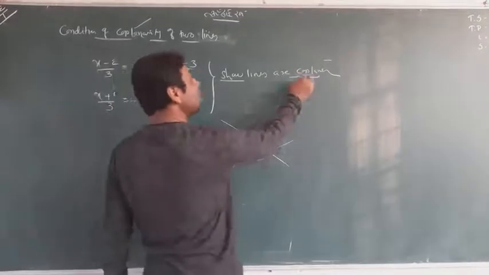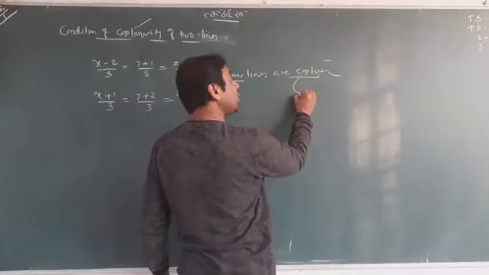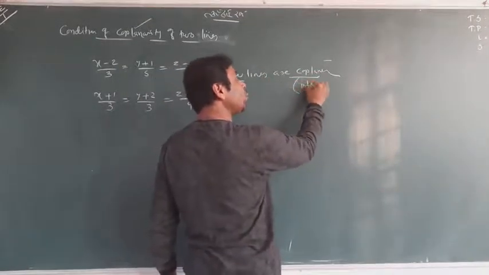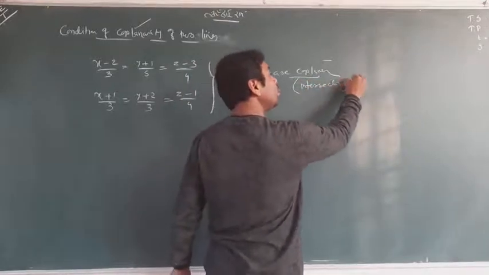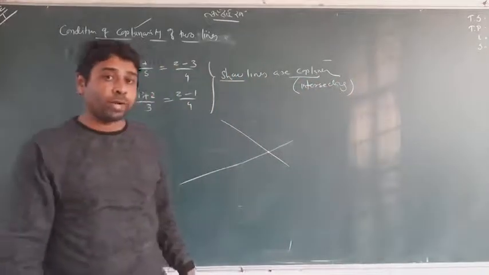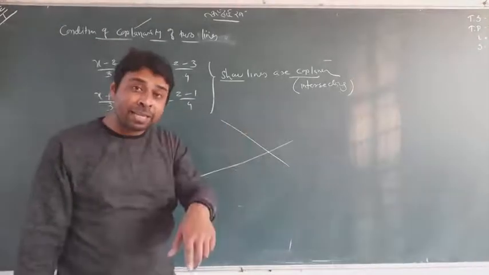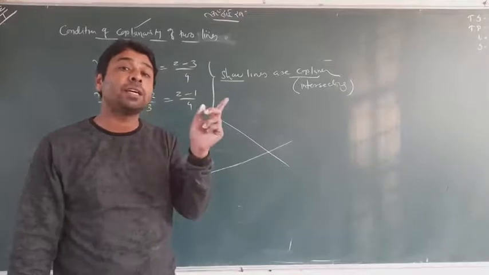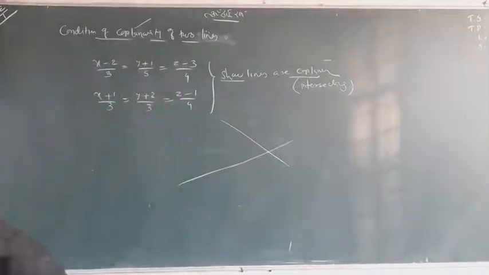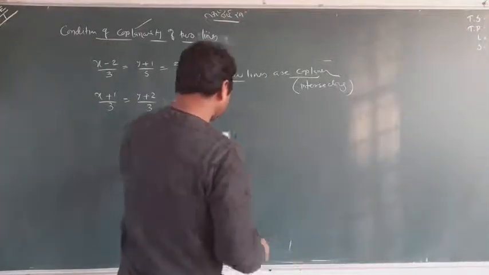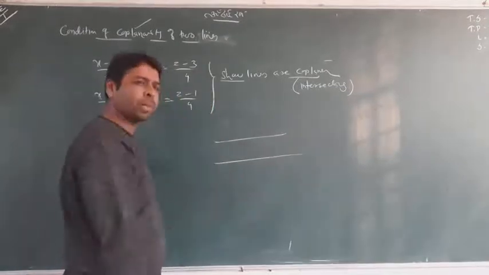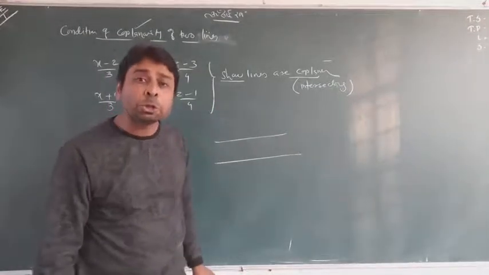It means that show that lines are coplanar or show that lines are intersecting. Both are the same word. A very good thing you are learning, student. Don't forget. If lines are in the same plane, definitely lines are intersecting. Some students can think that if lines are in the same plane, they may be parallel. Yes, I agree. But that time you need not show.